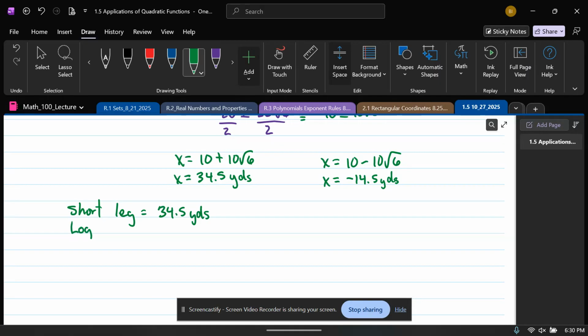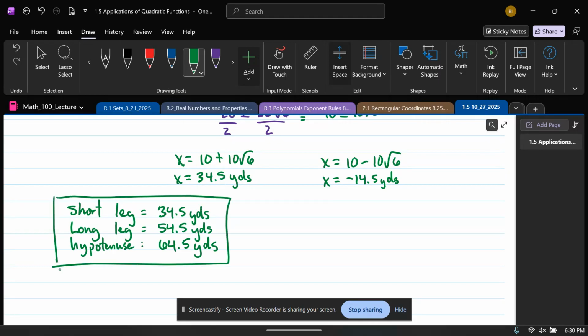The long leg is 20 yards more than that, so that'd be 54.5 yards. And then the hypotenuse is 10 more than that. And there I found the dimensions. That was probably a little bit more intense than the other one was, but doable.